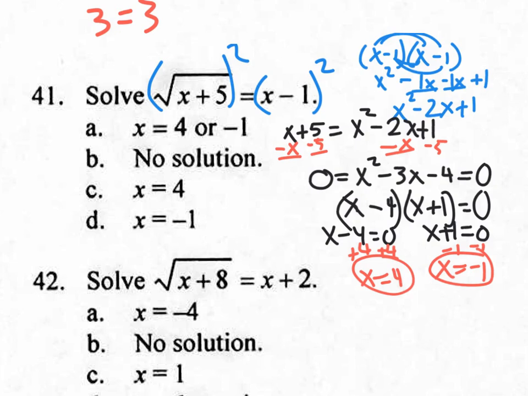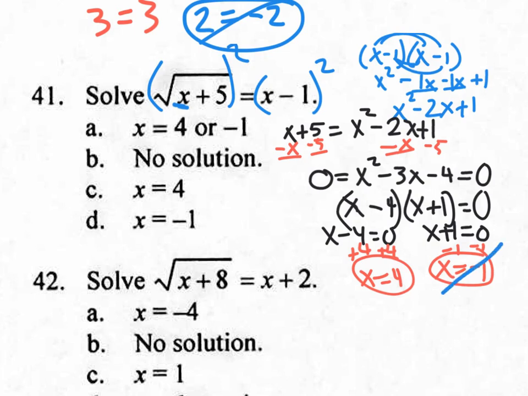Let's try negative 1. If we plug negative 1 in right here, you're going to end up with negative 1 plus 5. Negative 1 plus 5 is 4, and the square root of 4 is 2. So we have 2 on the left side of the equation, and if we plug in negative 1 right here, negative 1 minus 1, we get negative 2, and we know that 2 does not equal negative 2, so x equals negative 1 is an extraneous solution.